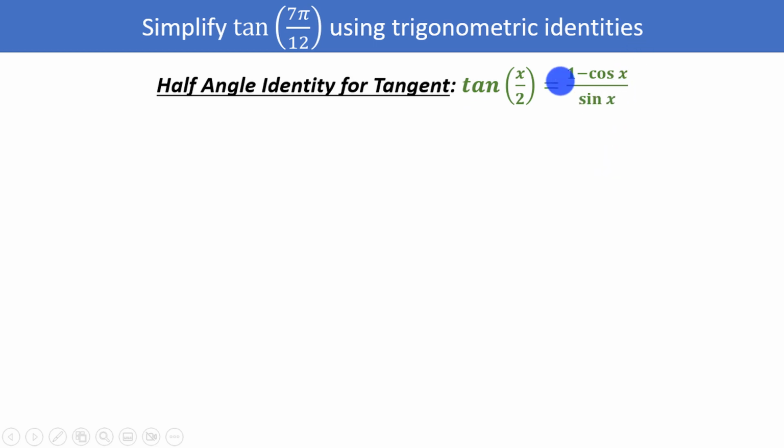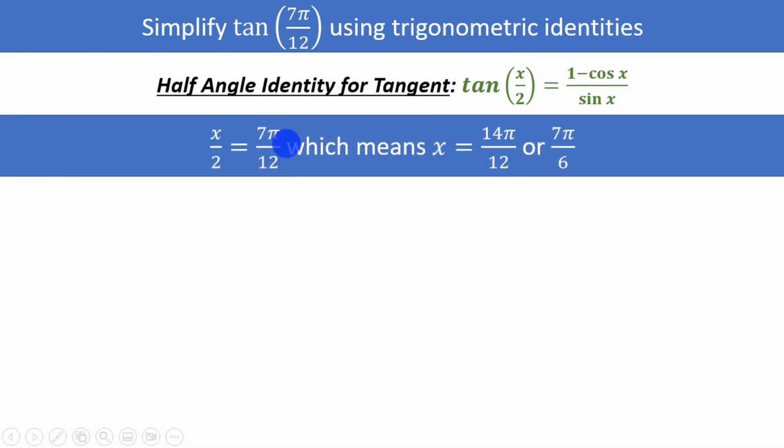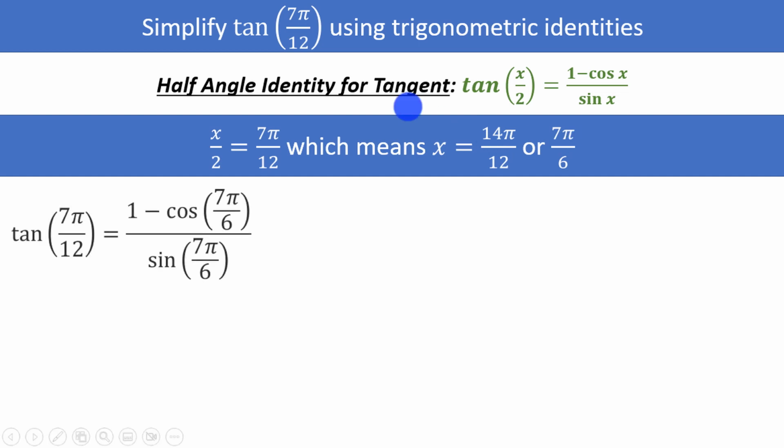X will be an angle that is twice as large as the angle on the inside of tangent. X over 2 is 7 pi over 12. That's the angle that we see on the inside of tangent. X must be double x over 2, which is 14 pi over 12, which reduces to 7 pi over 6. That means we can rewrite tangent of 7 pi over 12 using the formula.